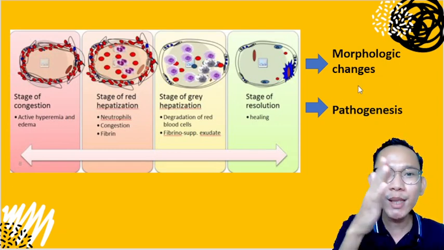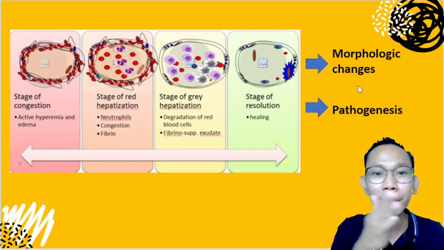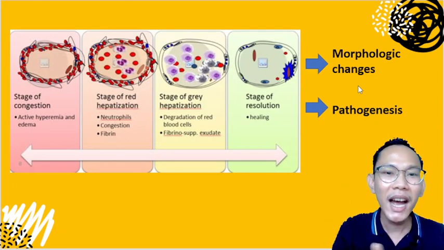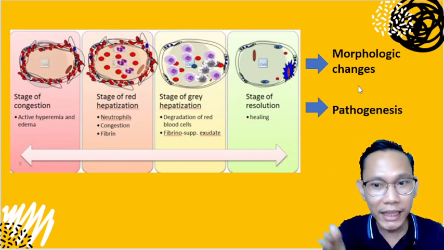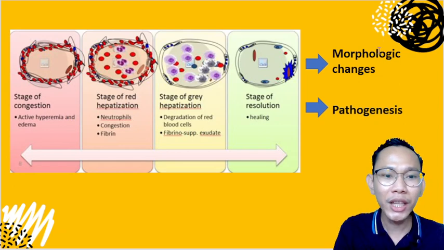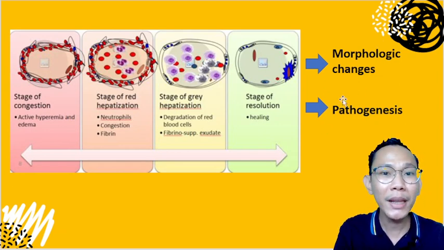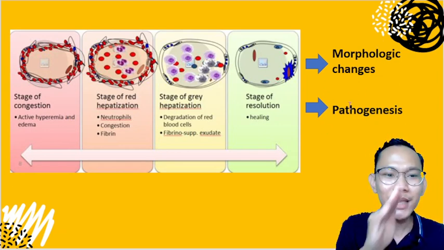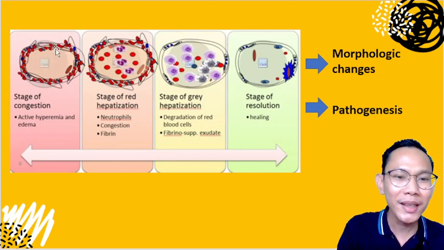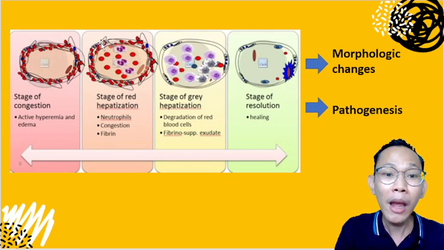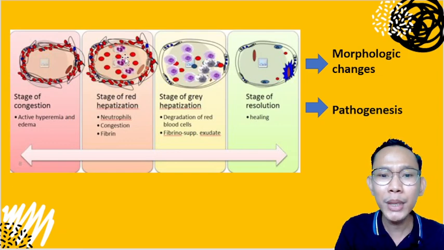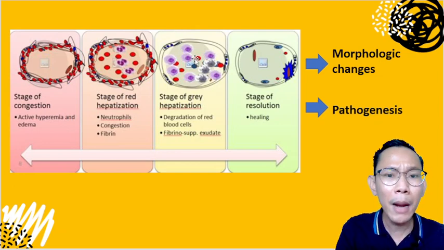Pathogenesis is the sequence of events or the progression of the disease until such time that there is healing. Then morphological changes will depend on what will happen sa ating pathogenesis. Kung stage ng congestion, of course, dumadami ang cells. Stage of red hepatization, mas lalong dumadami ang ating WBC. Stage of gray hepatization, mas nadidestroy yung mga RBC. Then mas lalong dumadami ang ating mga macrophages.